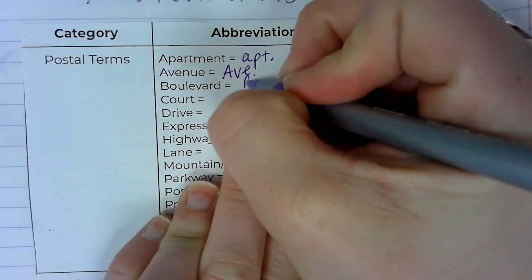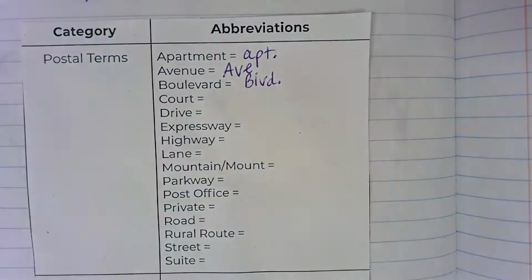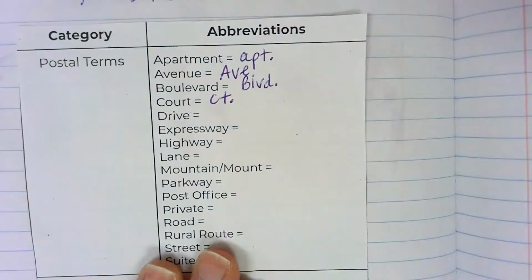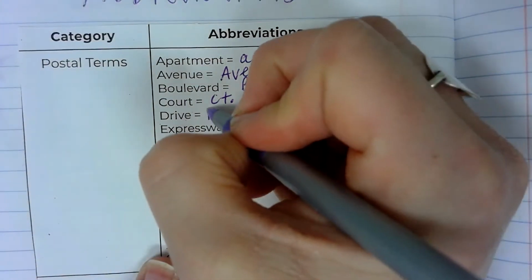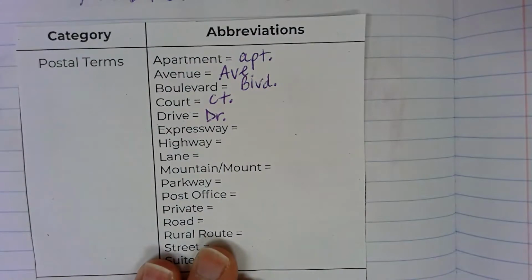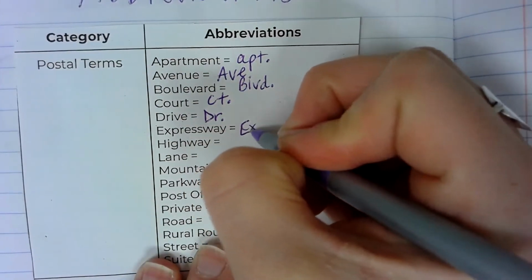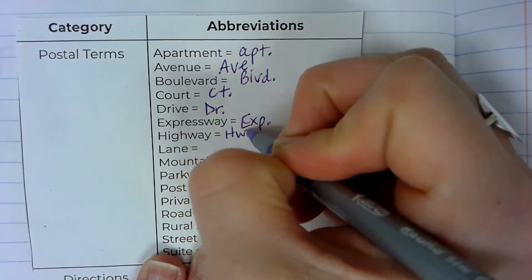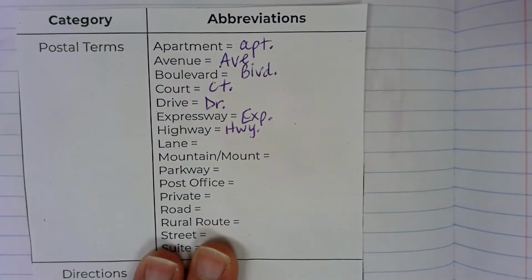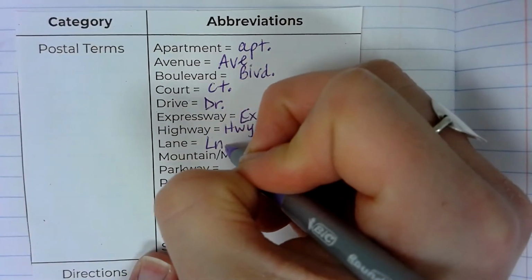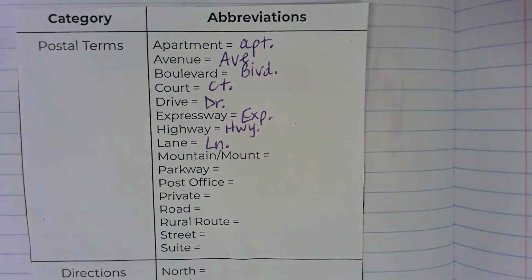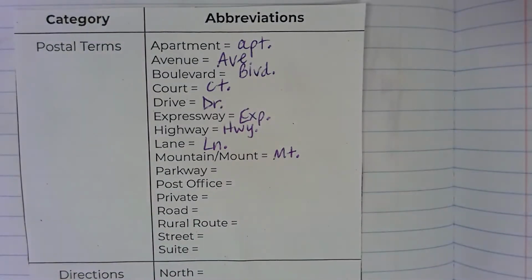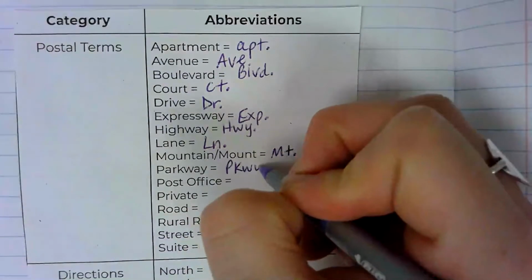Next one, boulevard, would be capital B-L-V-D period. Court would be capital C-T period. Drive would be capital D-R period. Expressway would be capital E-X-P period. Highway would be capital H-W-Y period. Lane would be capital L-N period. Mountain or mount can be abbreviated the same, capital M-T period. Parkway would be capital P-K-W-Y period.